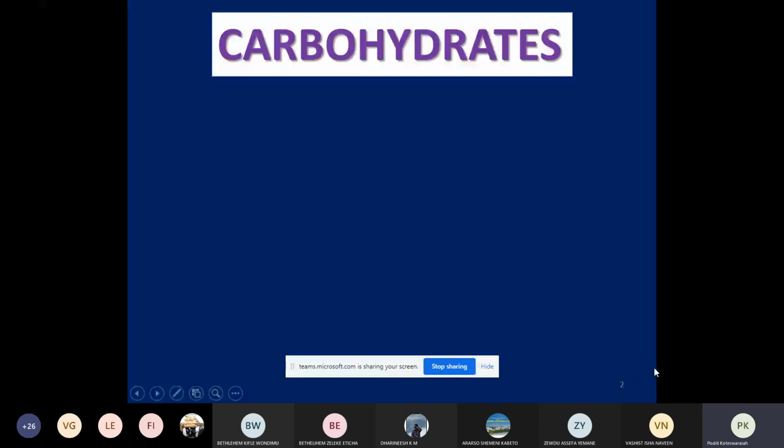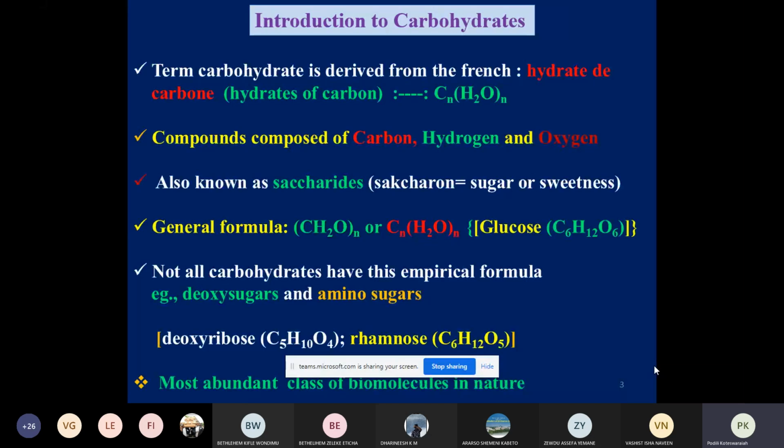This is module 3, sorry, not 4, module 3, carbohydrates. In this module we will be discussing the importance of carbohydrates, classification of carbohydrates, how to draw Fischer projection, Haworth structures, and the chair conformation of the sugars. Then we will be discussing in detail the proteoglycans and the glycosaminoglycans, as well as the lectins.